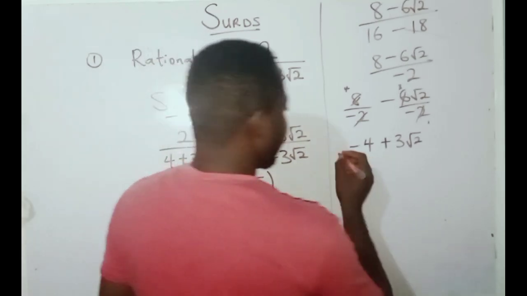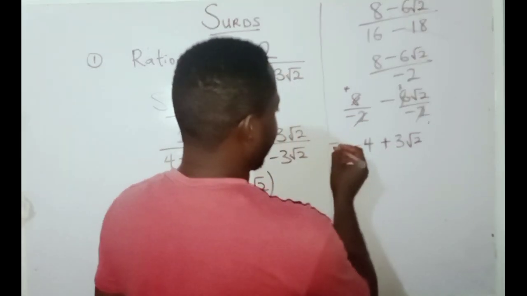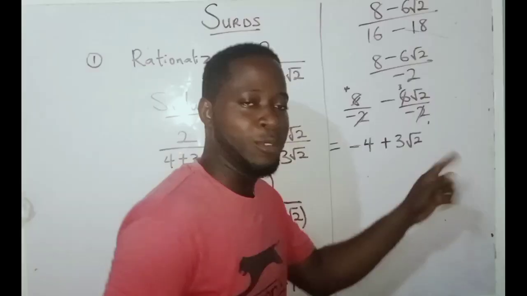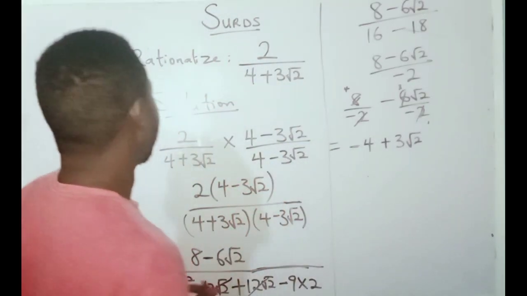So this, we cannot simplify further. This is how we are going to give our answer. So our final answer is minus 4 plus 3 root 2. So this is our example 1. Let's look at example 2.